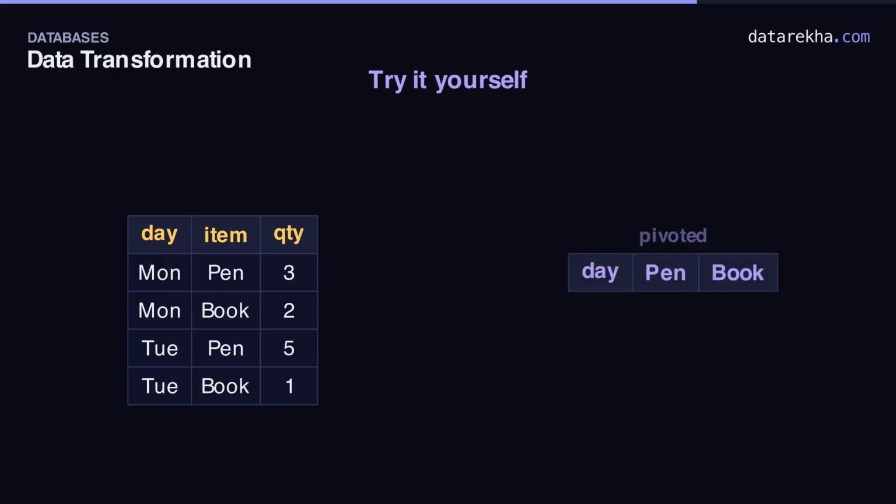Here's the answer. Two days become two rows, Monday and Tuesday. Pen and book become the two columns. Now place each quantity where its day meets its item. Monday pen is 3. Monday book is 2. Tuesday pen is 5. Tuesday book is 1. Every pair is unique, so no cell collides. No aggregation needed. If your grid reads 3, 2, 5, 1, you have pivoted it perfectly.